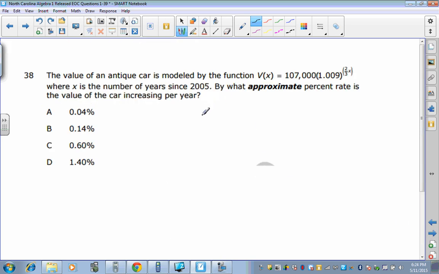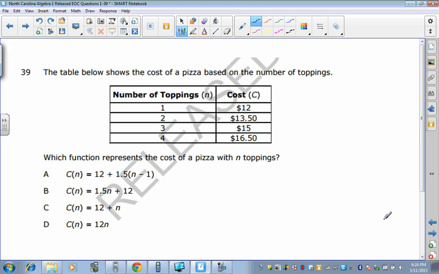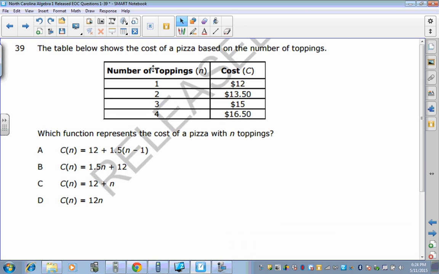Okay, all right, this one, don't worry about that one. Shake it off. Okay, this one is a good one. We want this one. Which one represents the cost of a pizza with n toppings? First of all, if you look here, we've got a sequence going on.